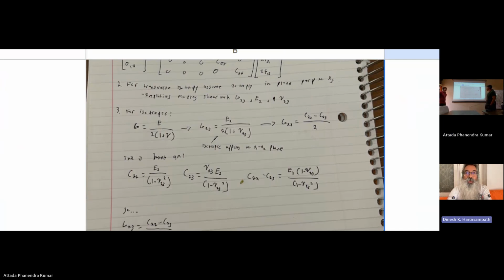So I do not want you to present G equal to E by 2 into 1 plus nu as given. Instead, use the same steps to derive your C44 equal to C22 minus C23 by 2. That derivation has to come out of the same process which is used to derive G equal to E by 2 into 1 plus nu, not take that as a starting point. I can add that for tomorrow.